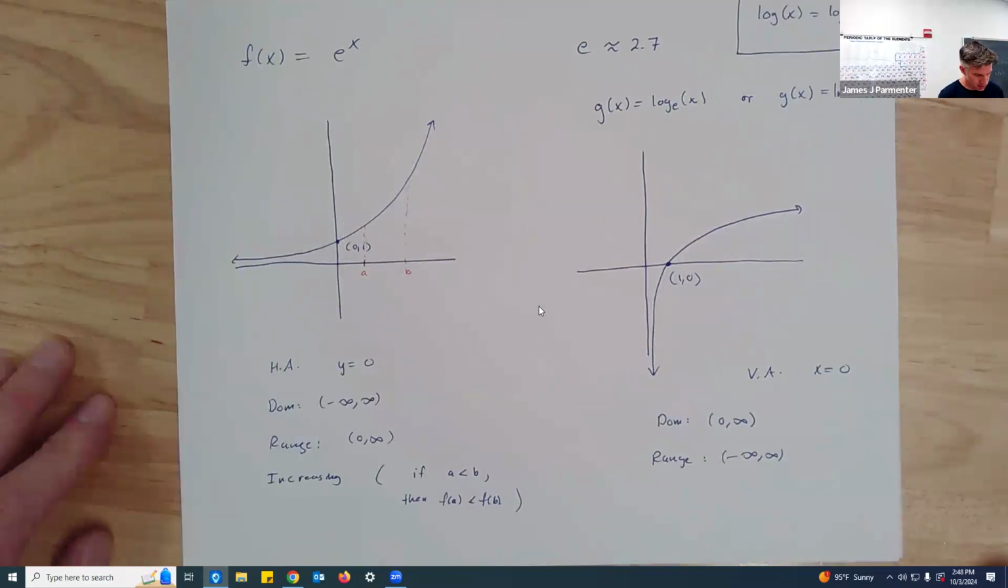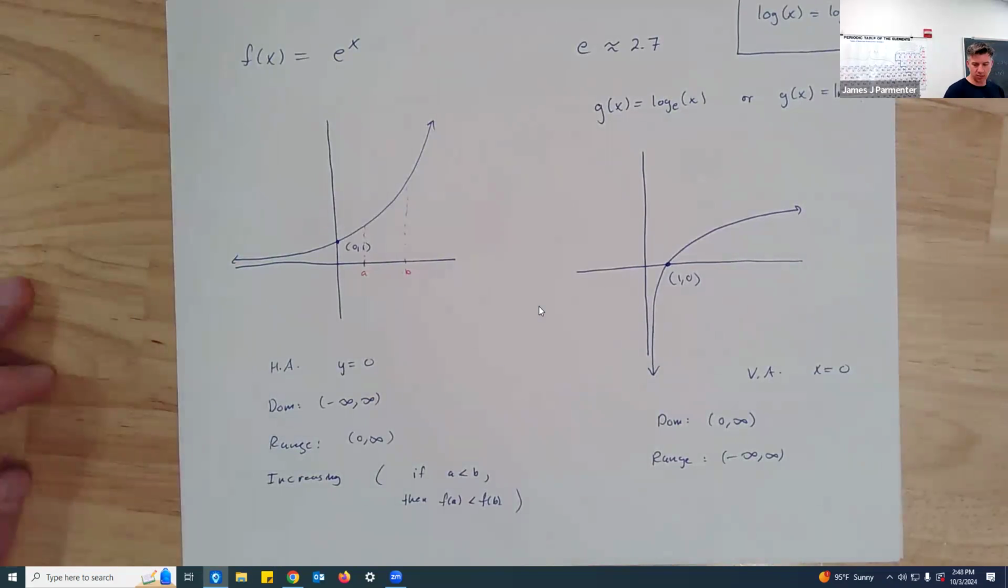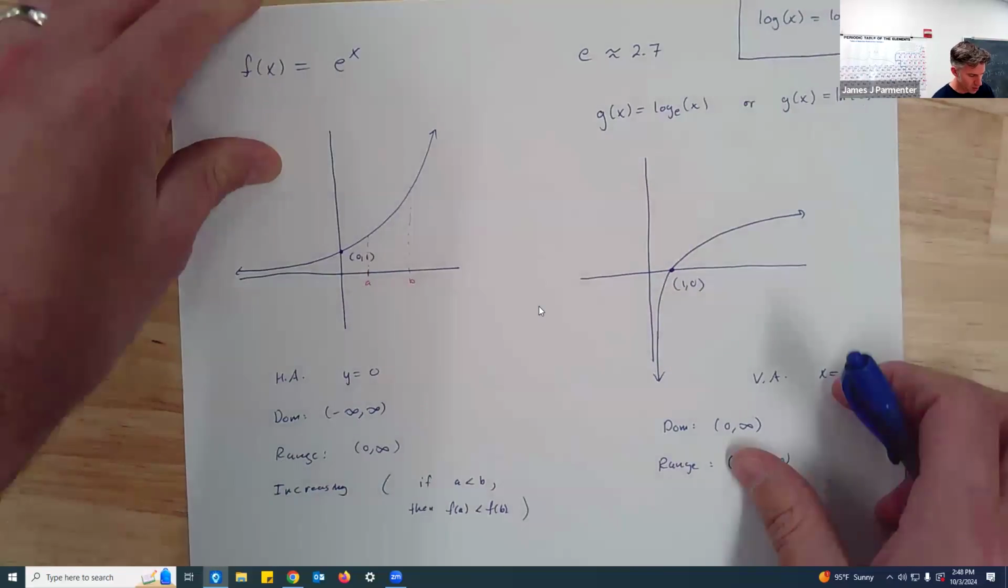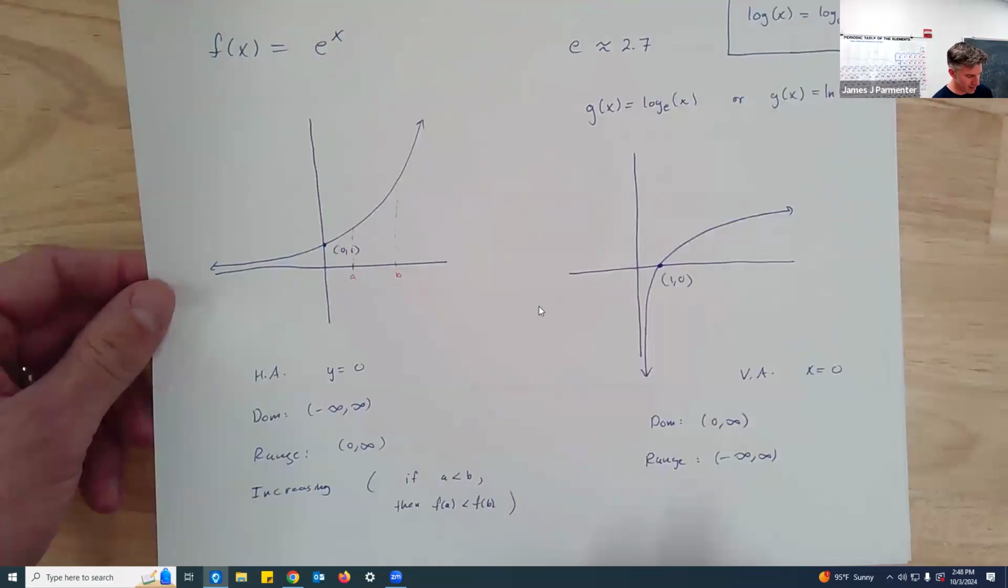All right. So we were talking about doing some transformations of this, specifically reflecting it across some lines. So how are we going to reflect e to the x across the line, say like y equal to 4?